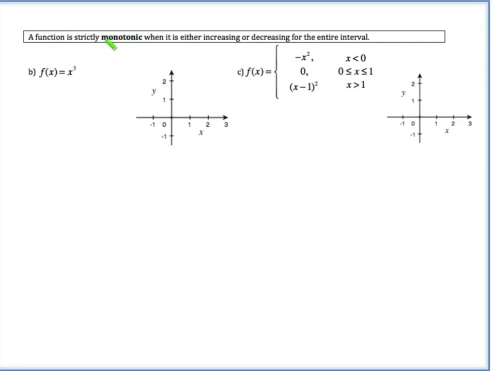We have something called a monotonic function, which I just want to define for you. And monotonic means that it's either increasing or decreasing over the entire interval. Okay, so something like x cubed is increasing here. Then as it gets to 0, it kind of slows down, but then it keeps on going here. Okay, so you can see it's increasing on this interval and it's increasing on this interval. So this one right here is monotonic.